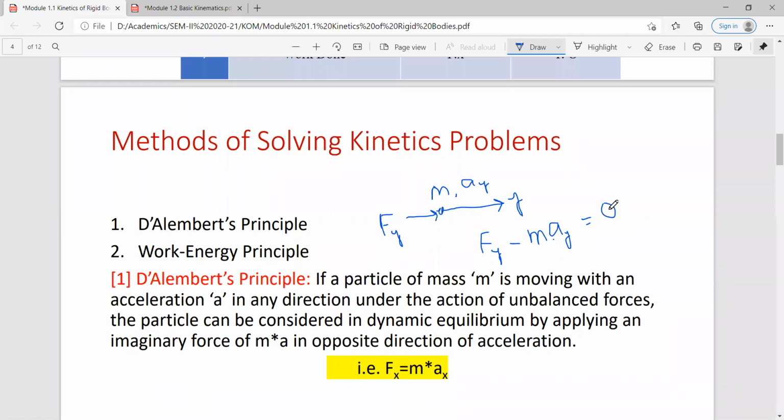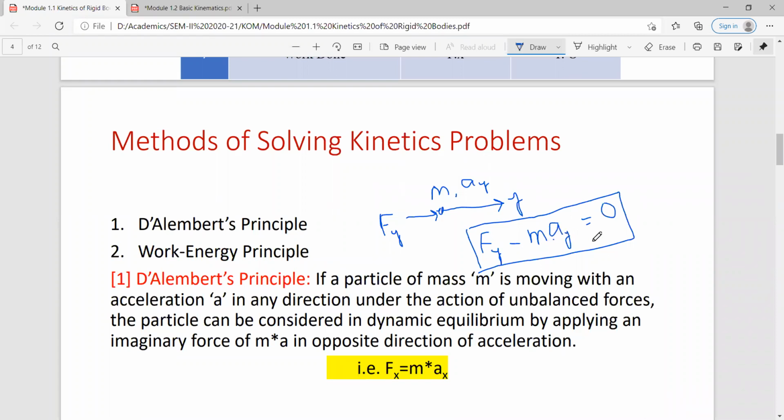Now with the help of equations of statics, you will be able to solve this equation. It is an equation of equilibrium, right? Though there is no equilibrium, with the help of D'Alembert's principle, by adding this imaginary force in opposite direction, you have brought it to dynamic equilibrium, and now it can be solved.